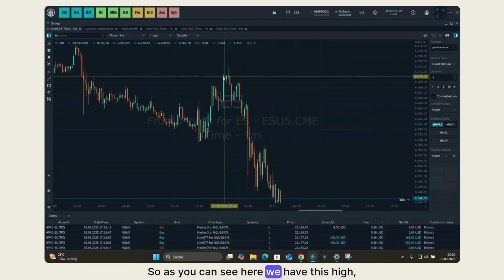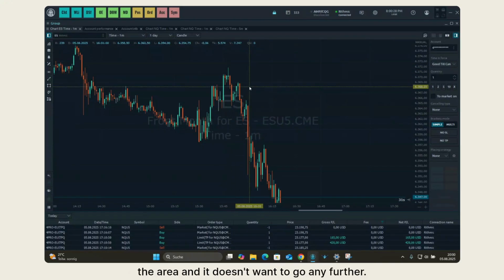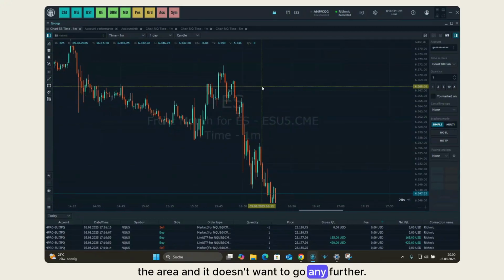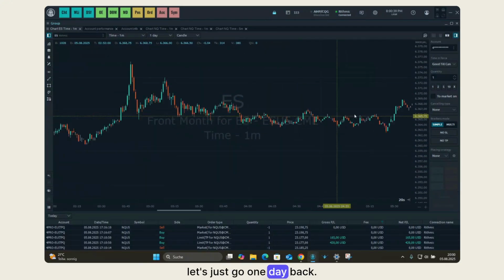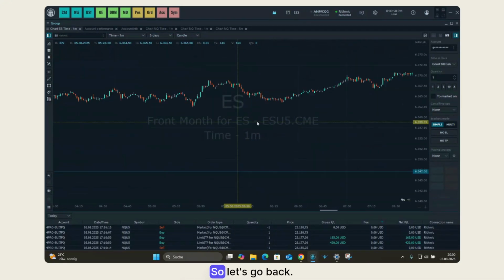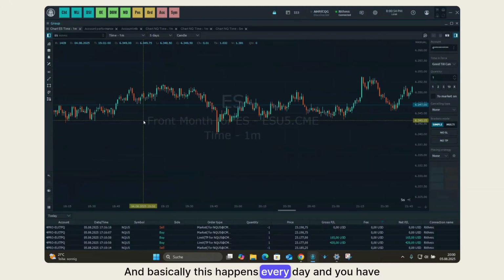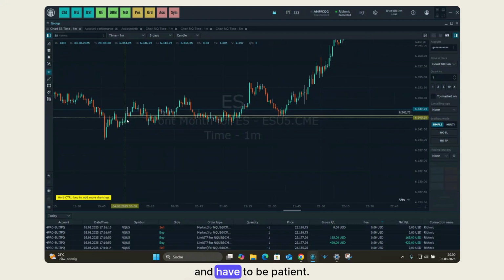But if you look here back on the ES, you will see that if this happens, it happens pretty awesome. So as you can see here, we have this high, the market overshoots, and it closes back here in the area and it doesn't want to go any further. So now you can look for the short, but let's just go one day back. I only have one day in here. Let's change that. So let's go back. Basically this happens every day and you have to look at the market and have to be patient.